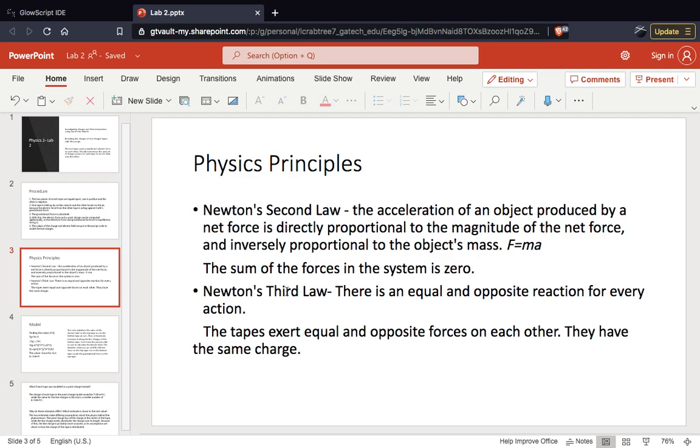So, the physics behind all this is Newton's second law, which states that the acceleration of an object produced by a net force is directly proportional to the magnitude of the net force, and inversely proportional to the object's mass. In this system, the forces sum up to equal 0, causing the top tape to be motionless at an acceleration of 0. Newton's third law states that there is an equal and opposite reaction for every action. The two tapes exert equal and opposite forces on each other. They both have the same charge.